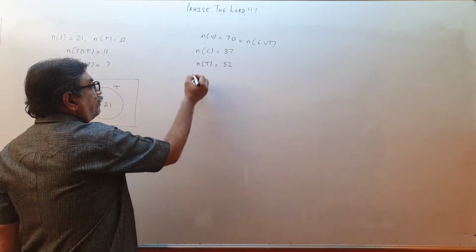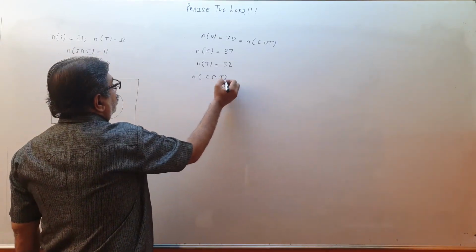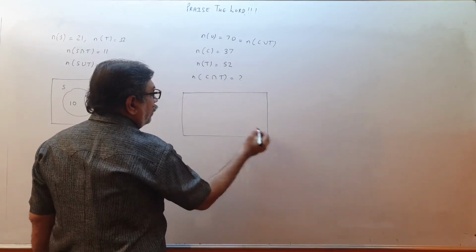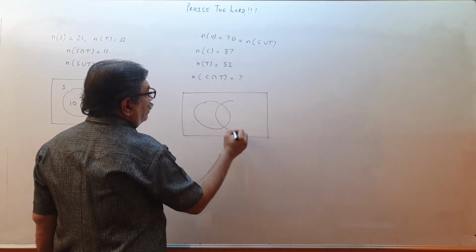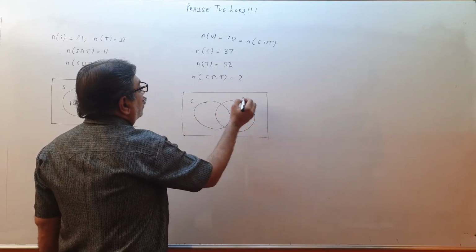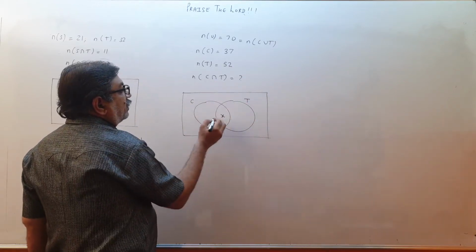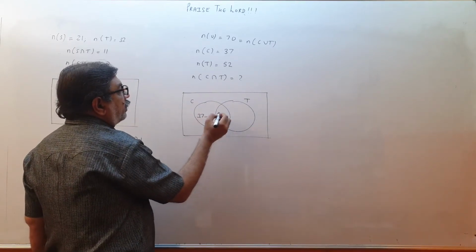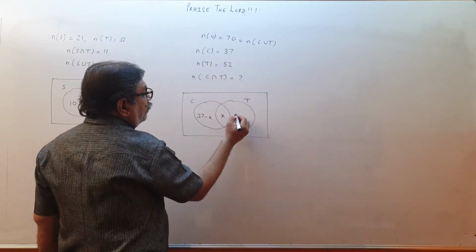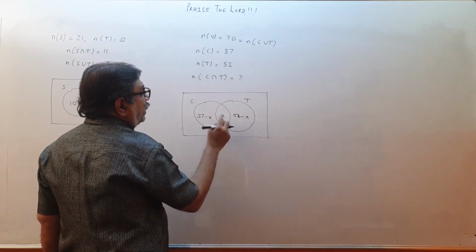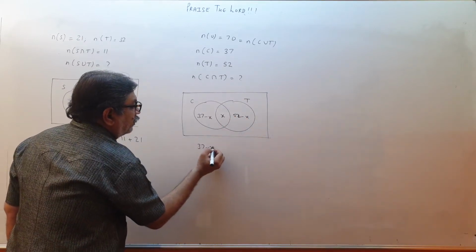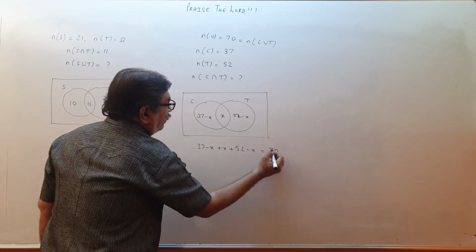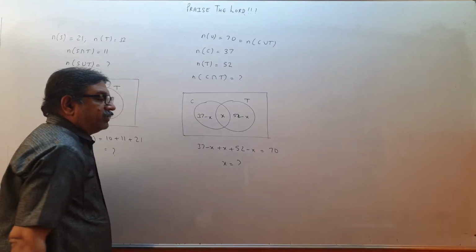How many like both? Again, children, very easy. We make a Venn diagram. This is 1, this is 2, C and T. Intersection is supposing X. C has got 37 elements, X here, so this remains 37 minus X. T has got 52 elements, so here 52 minus X. And sum of these three, 37 minus X plus 52 minus X plus X, that is how much? 70. From here I get X.